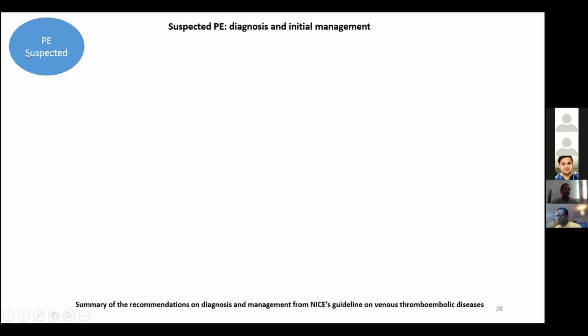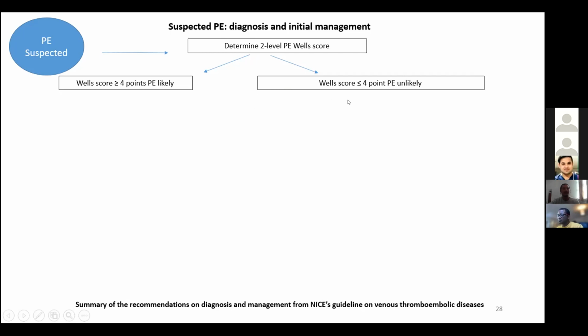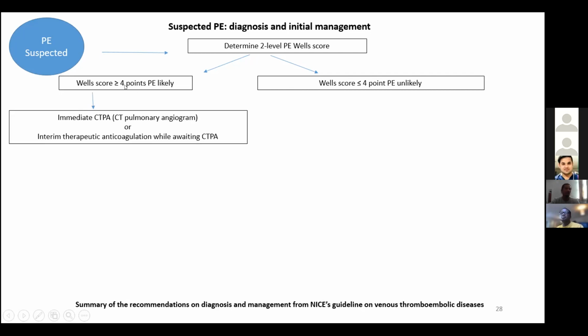That leads to the suspected PE diagnosis and initial management flow chart, which I adapted from NICE guideline 2020. If PE is suspected, we initially do the Wells score, like I said earlier. There will be 2 scenarios, a score of more than 4 and a score of 4 or less. If the Wells score is more than 4 points, PE is likely, so we have to do an immediate CTPA. Interim therapeutic anticoagulation should be started immediately while we are waiting for the CTPA.